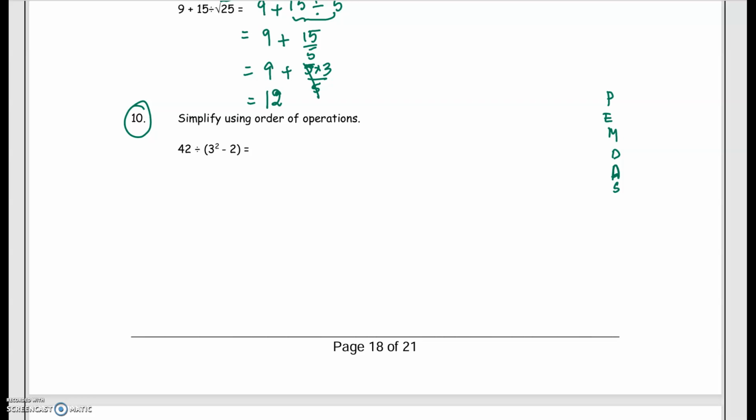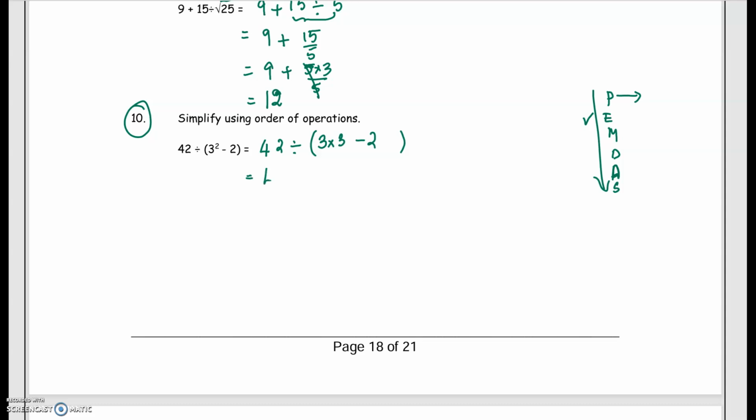So the first step, since we have parentheses to work with, we'll start with what's inside the parentheses, but we're going to write down everything else. Now, parentheses first, but once you look inside the parentheses, you have to rethink again. PEMDAS is the order of operations. We have 3 squared, and then we have subtraction, so the first thing we're going to do is exponents inside the parentheses. So 3 squared is 3 times 3, and then we subtract a 2.